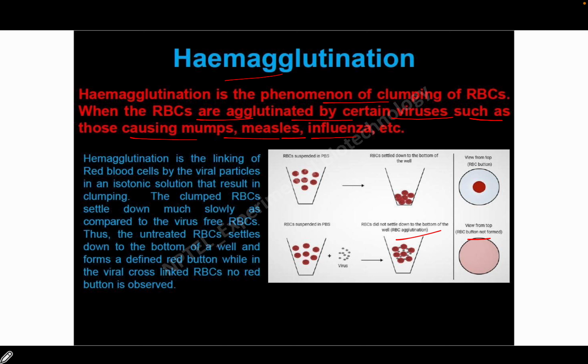So hemagglutination is a linking of red blood cells by the virus particles in an isotonic solution that results in clumping. The clumped RBCs settle down much more slowly as compared to virus-free RBCs. Thus, the untreated RBCs settle down to the bottom of the well and form a defined red button, which is not observed in the case of virus-mediated cross-linked RBCs.